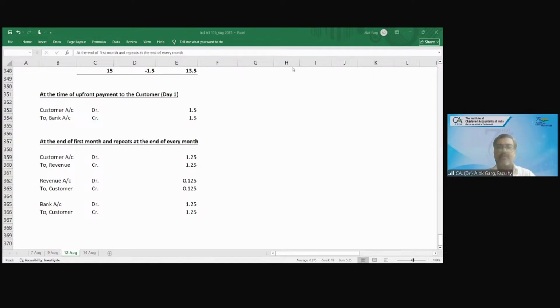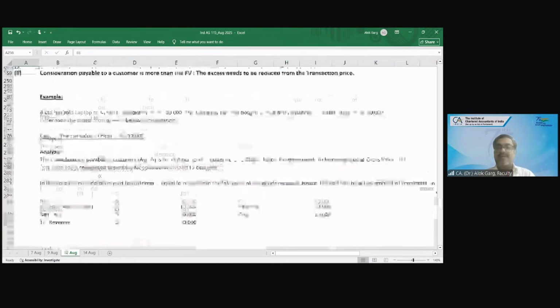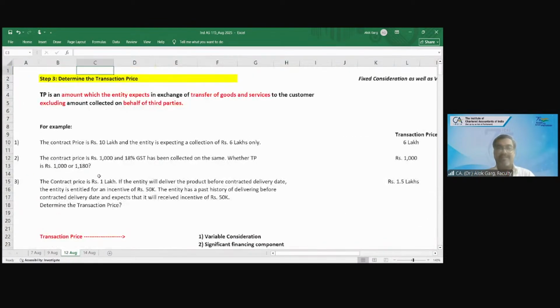Yes, sir. Okay, fine. So friends, we have covered the third step, which is determine the transaction price. Now it's time for a break, and it's 8:28 now. We will have a 10 minutes break. We will start at 8:38, and then we will start the fourth step. What is the fourth step? The fourth step is allocation of transaction price. Now we will allocate the transaction price. Thank you so much. We'll meet after 10 minutes with the new step. Thank you so much.